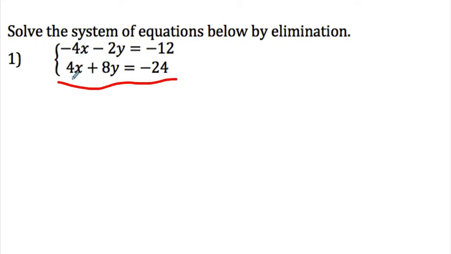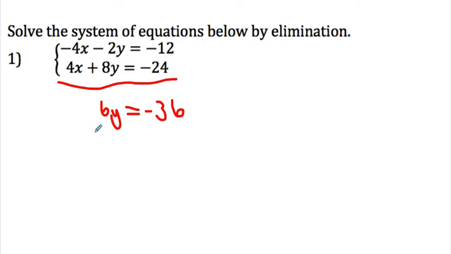Negative 4x plus 4x is 0. Those are gone. Negative 2y plus 8y is 6y equals, add these together. Negative 12 minus 24 is a negative 36. And again, you're always left with another equation that only has one variable. That's always your goal. Whether you're using substitution or elimination, your goal is always to get down to the point where you have one variable left.